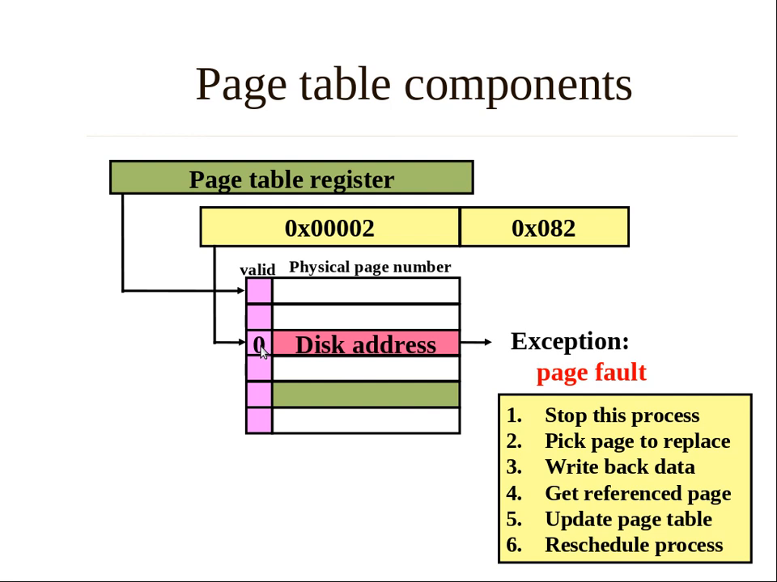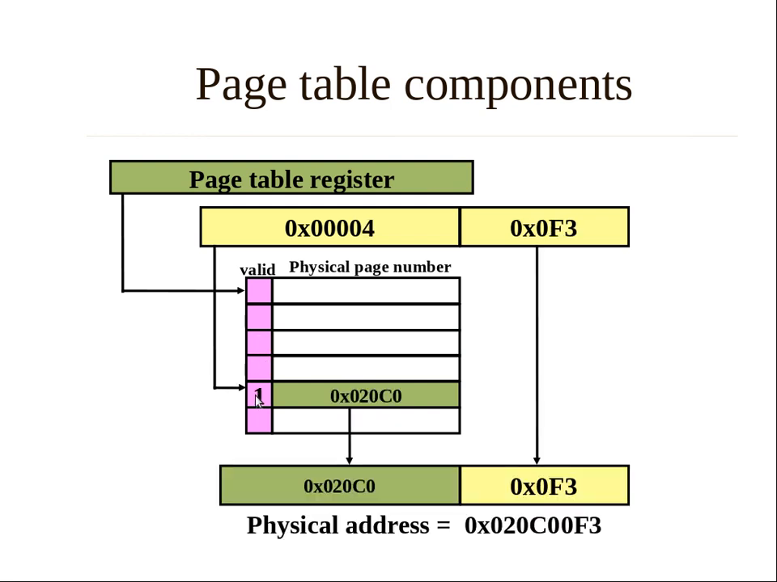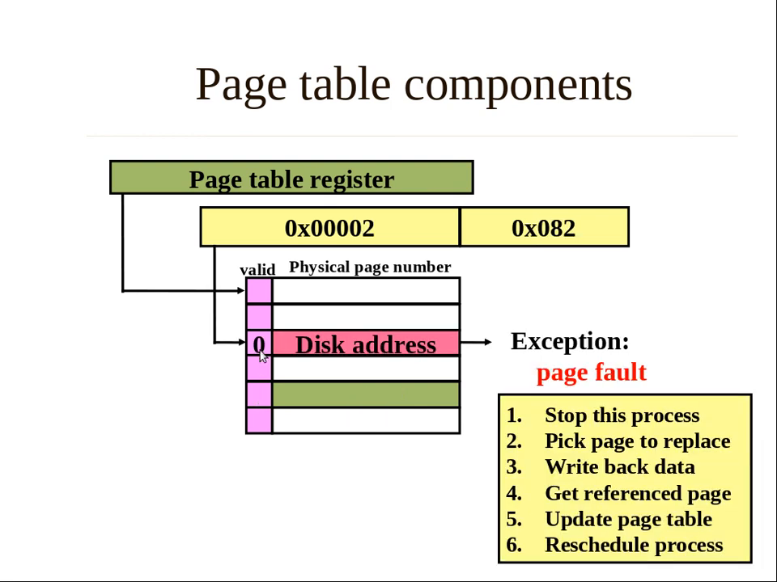Another example might be that it's not valid. Notice we had that bit before. Here it was valid, and that's because we knew that this piece of memory was in main memory. Now we're going to say it's invalid, so we're going to say it's a disk access. So it's what's called a page fault. How do we do this?